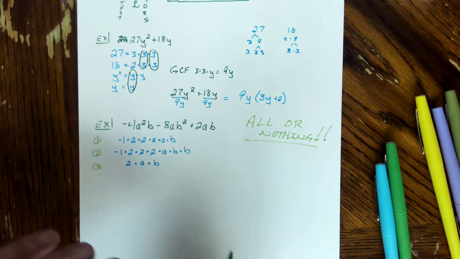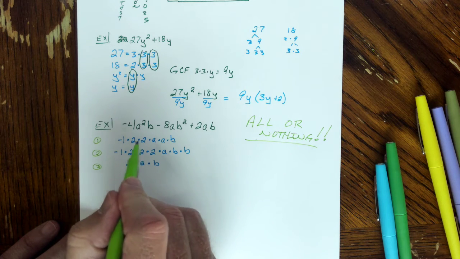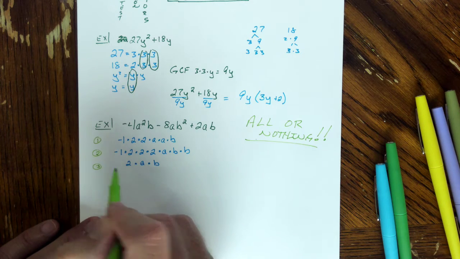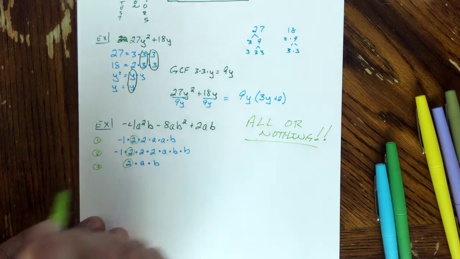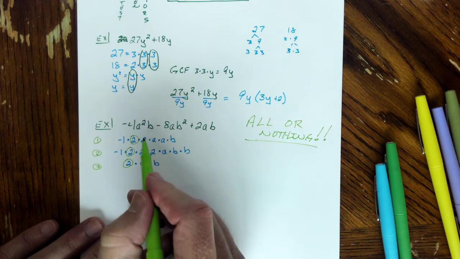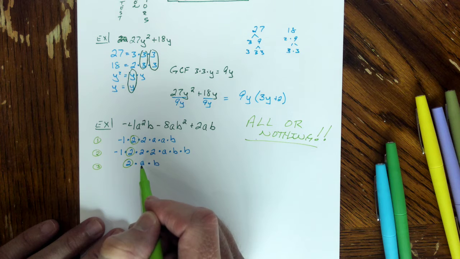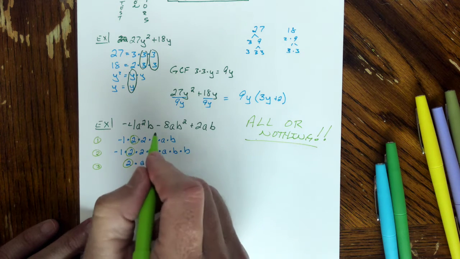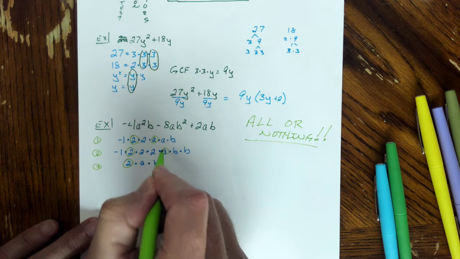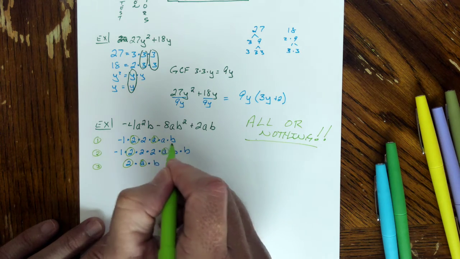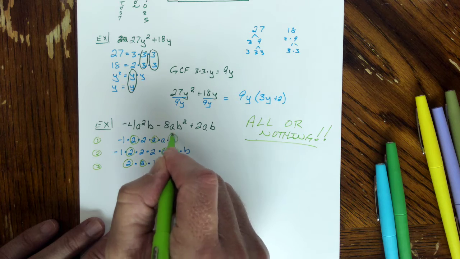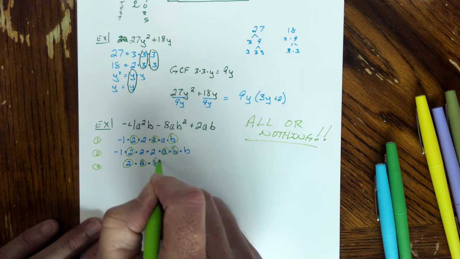So we look. What's common? Well, I got a negative 1, but do I have a negative 1 in this one? No, can't use it. I got a 2 that matches up here, here, and here. All right? Those match up. Don't have any more 2s here, do we? Okay, we're done with the 2s. But I see an A here, here, and here. Perfect. And no more A's. I got a B, I got a B, and I got a B.